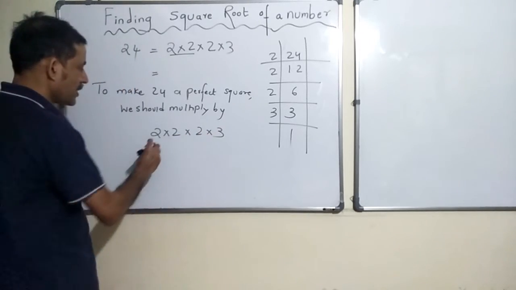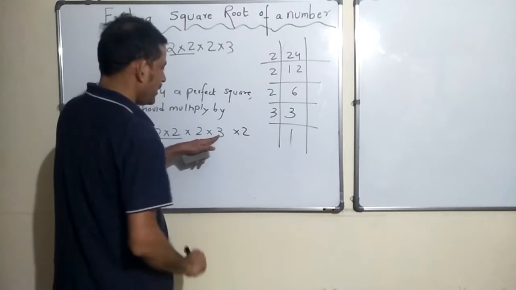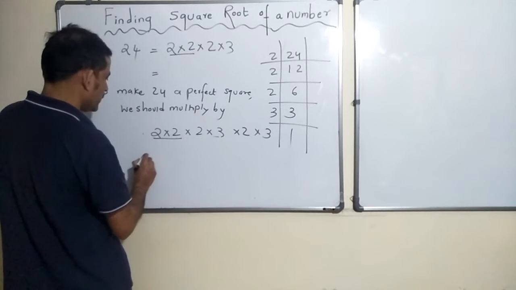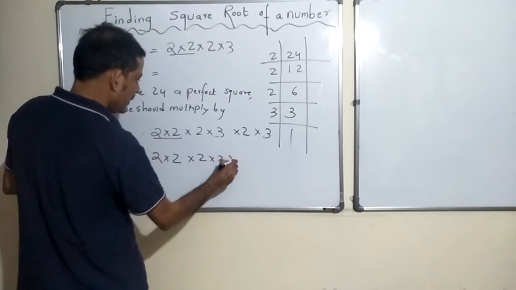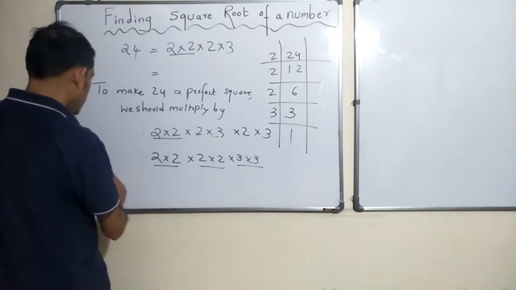24 was this. I have one grouping. I don't have a grouping for 2, so I multiply by 2, and I don't have a grouping for 3, so I'll multiply by 3. Then I have proper grouping. So it becomes 2 into 2 into 2 into 2 into 3 into 3. So this one group, this one group, this one group. So square root.